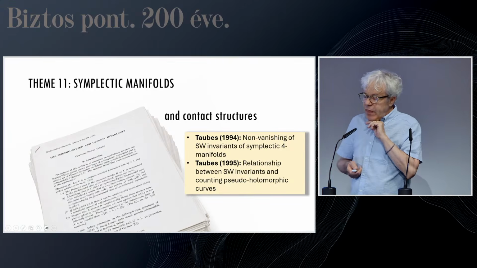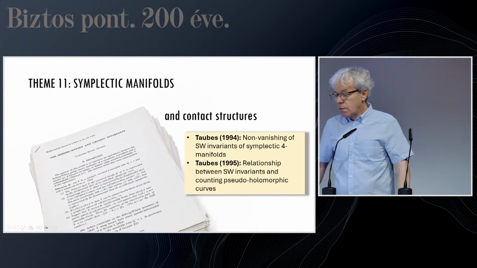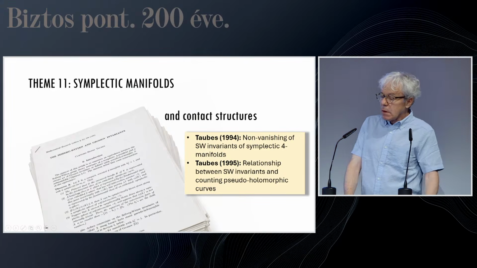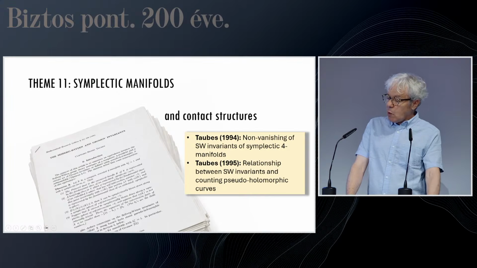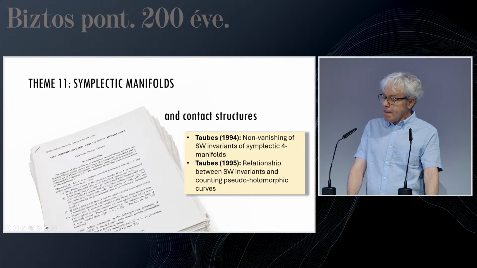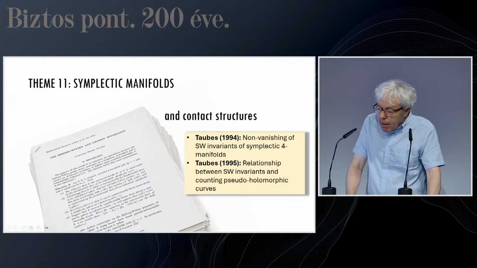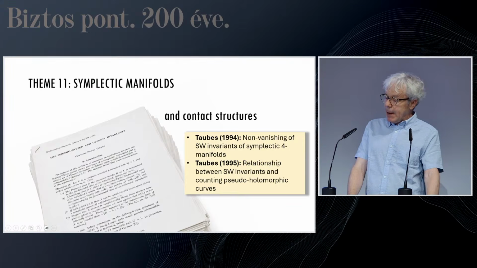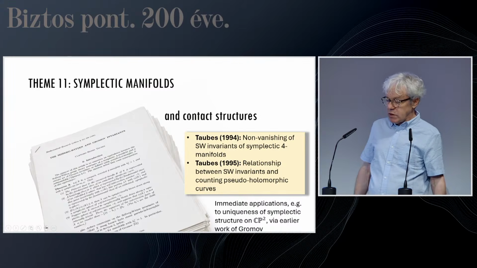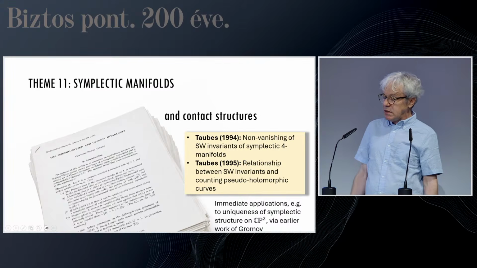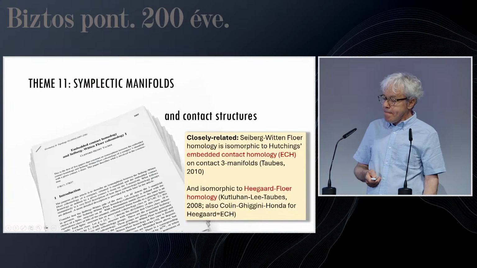So there was a very short application of the Seiberg-Witten equations to symplectic geometry in the work of Taubes: non-vanishing of the Seiberg-Witten invariants on symplectic four-manifolds. A much deeper application came shortly afterwards, the relationship between Seiberg-Witten invariants and pseudo-holomorphic curves. This answered a question of Gromov eventually on the uniqueness of the symplectic structure on CP2.